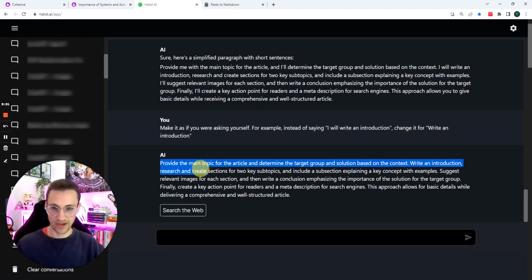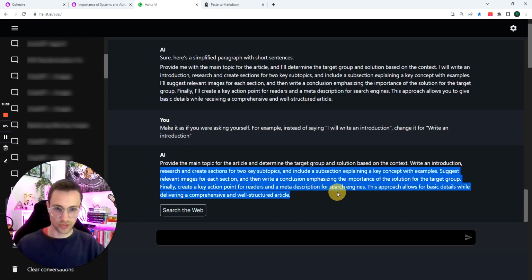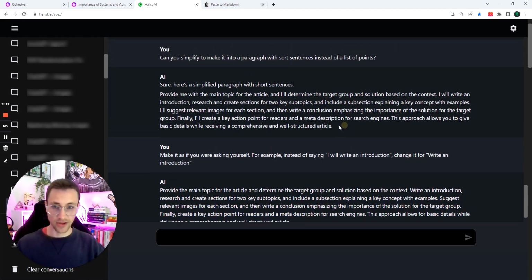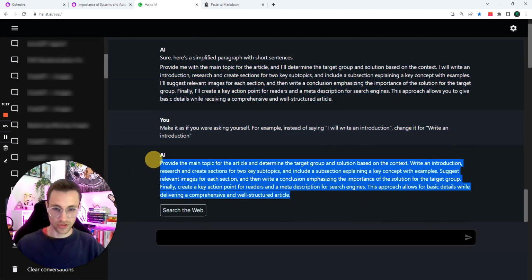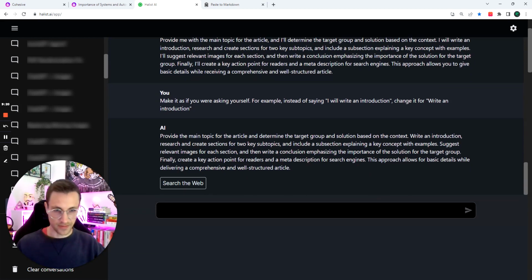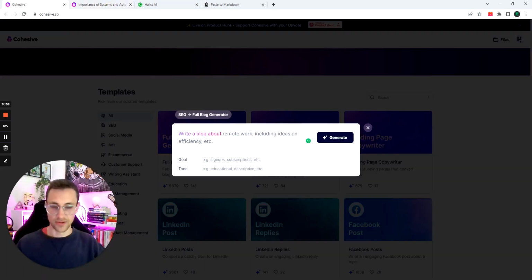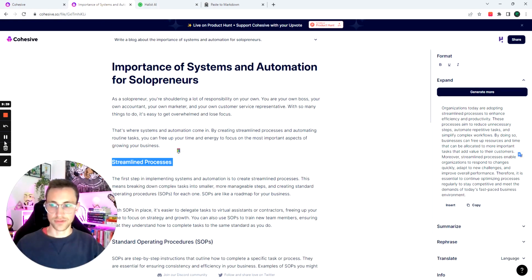And now I just wrote, okay, provide the main topic about this, write an introduction, research, and so on, and now the whole list of what we had here has become a prompt where I could just write about and determine the target, and write an introduction. So I could actually just run with this probably, and then this would be where I give the details. So yeah, that's pretty much how I reverse engineer cohesive output.